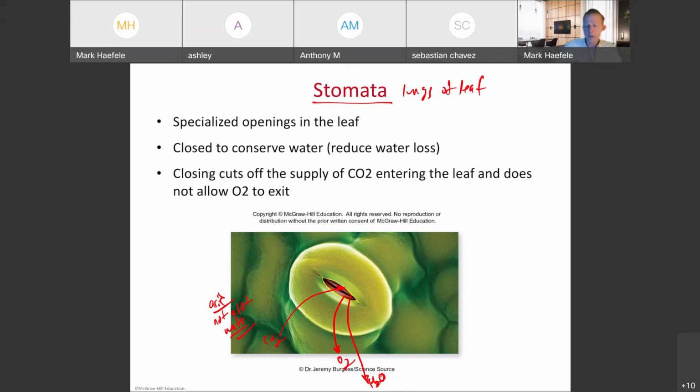So this is like in a C3 situation. In a C3 situation, in order to preserve water, you have to close your stomata. And the problem with that is closing off your stomata. So here's your C3 situation. When you close your stomata, that's going to cut off your CO2 supply. So you don't have CO2 to do photosynthesis with. However, you do cut off the flow of water, so you reduce water loss. That's good.